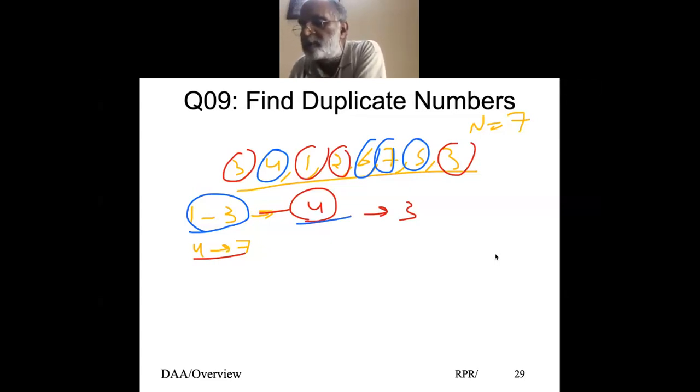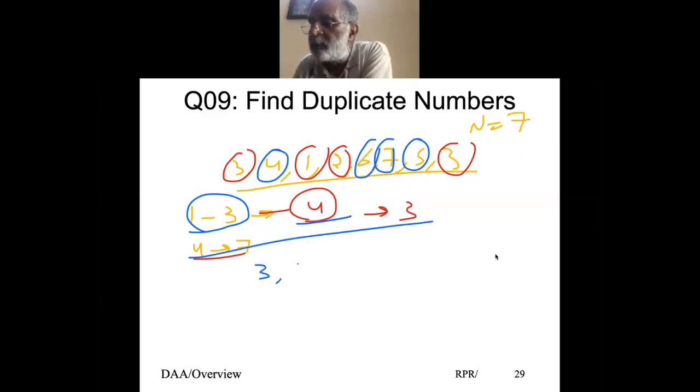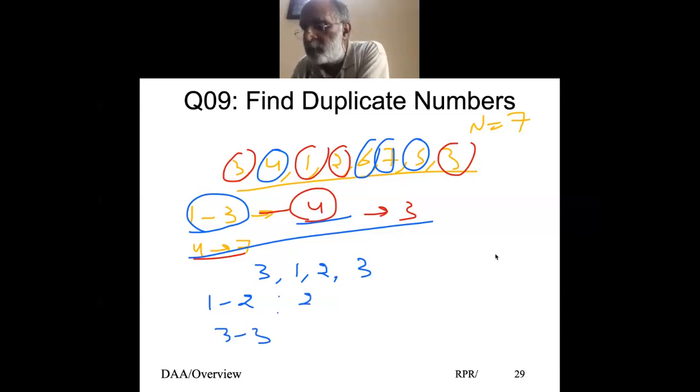I repeat the process. So the numbers I'll get are 3, 1, 2, and 3. Again, the range is 1, 2, 3. Let me find the middle, 2. So count between 1 to 2, and 3 to 3. In the first I'll expect 2 numbers, in the second I'll expect only 1 number. When I count between 1 and 2, I get 1 and 2, which is fine, and for 3, I get 2, so I know 3 is the duplicate number.